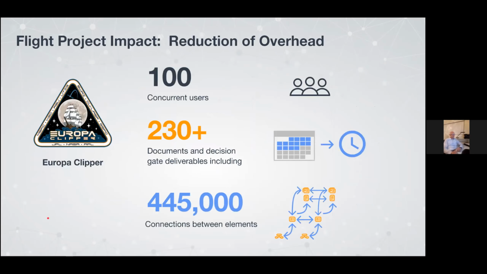So we give a short, brief history of where we started. The first big project was Europa Clipper, where OpenMBEE core software has been used. And there have been about 100 concurrent users to produce more than 230 documents. But the most important number is there's 445,000 connections between those documents and the model.